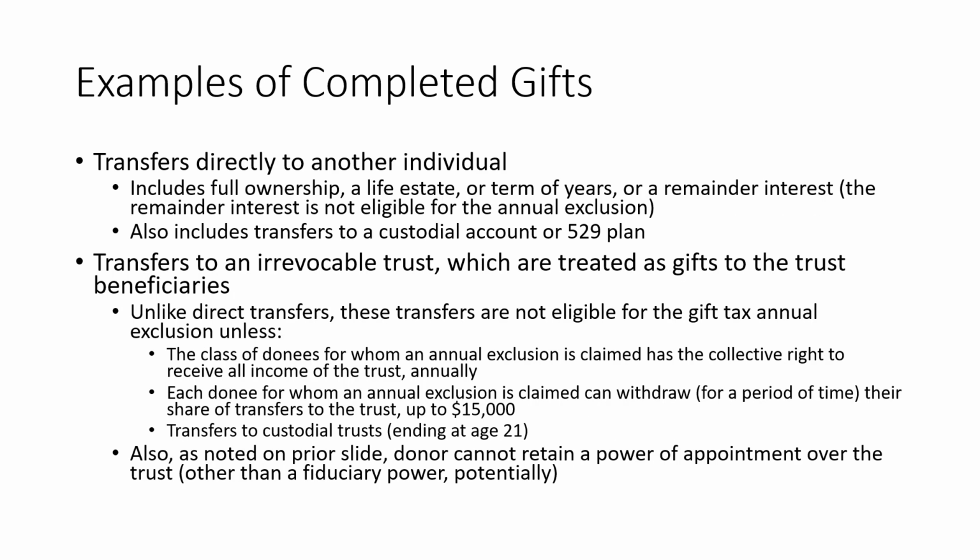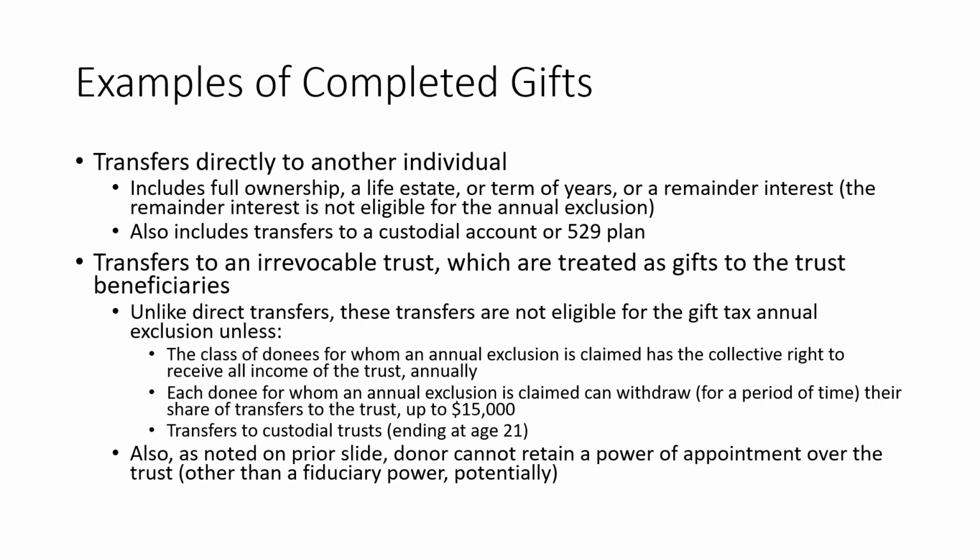So with that being said, what are some examples of completed gifts? Now this list is a little bit bloated because I'm trying to be more complete than I need to, but generally it's really just going to be direct transfers to another individual or transfers to an irrevocable trust over which the donor hasn't retained any form of power of appointment other than maybe a fiduciary power, which is kind of a subject outside of the scope of today's discussion.